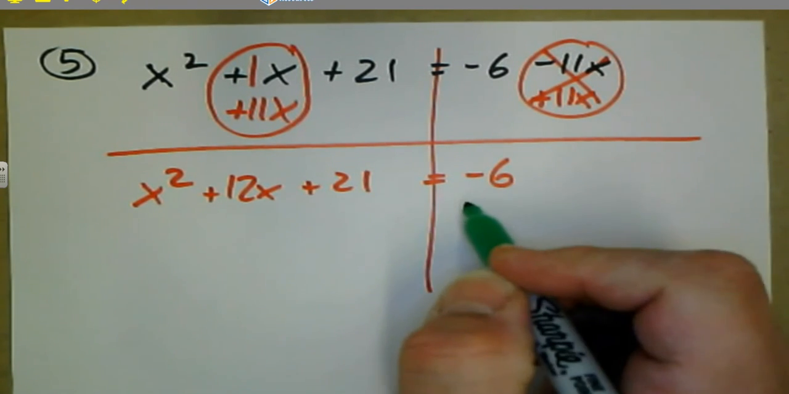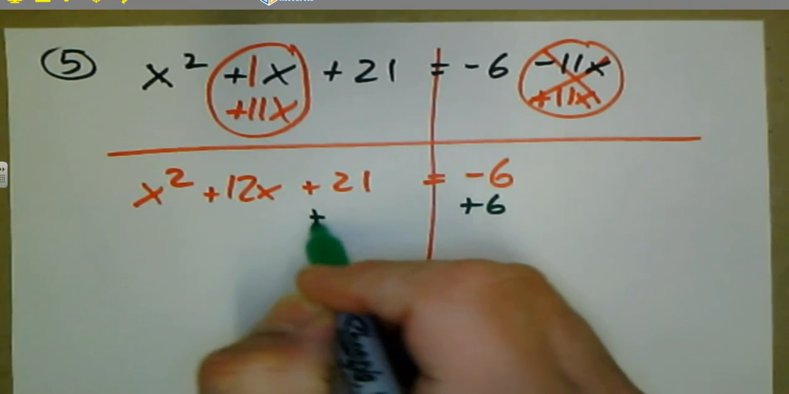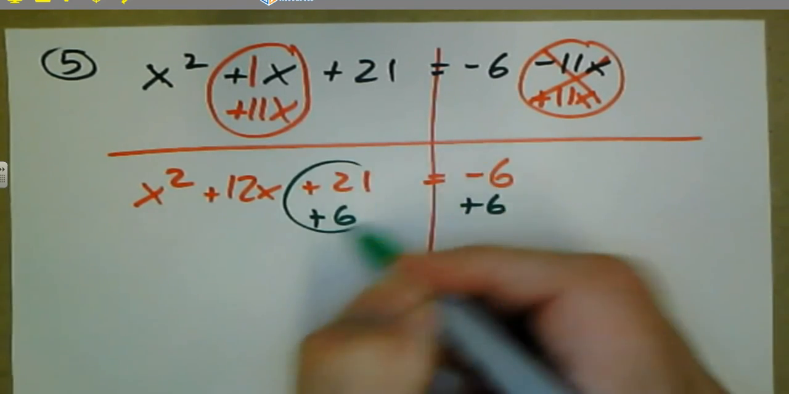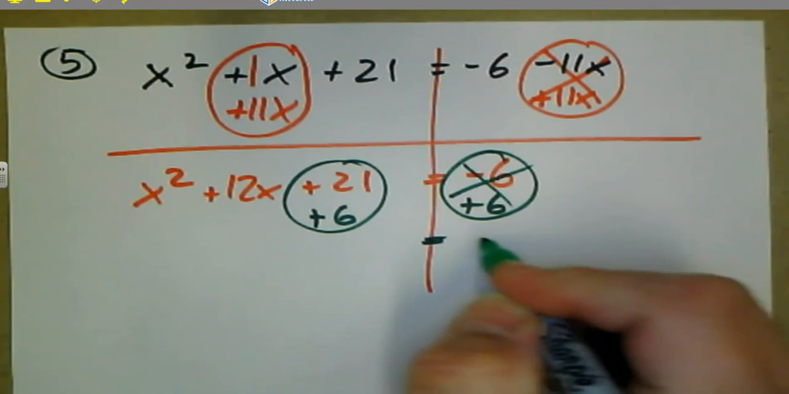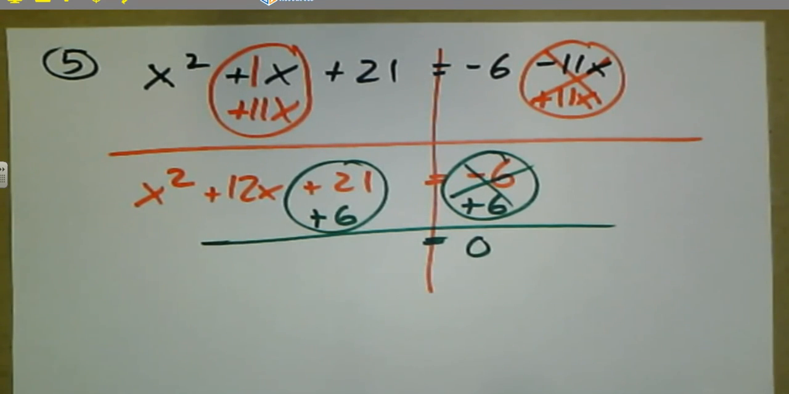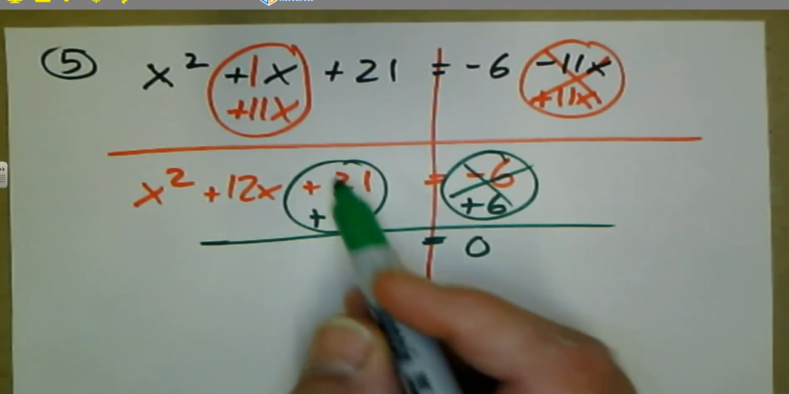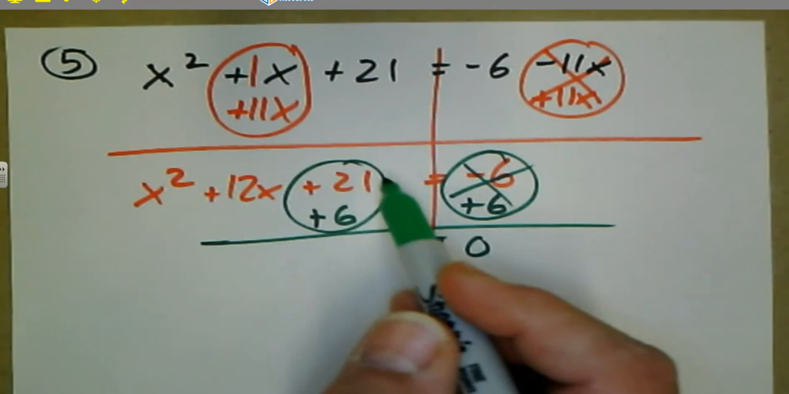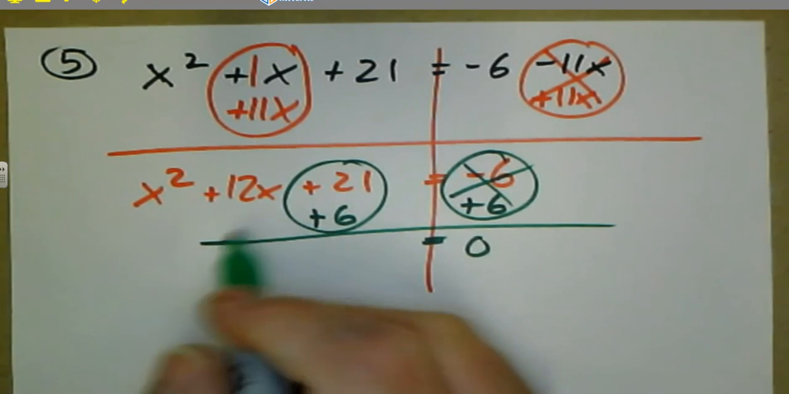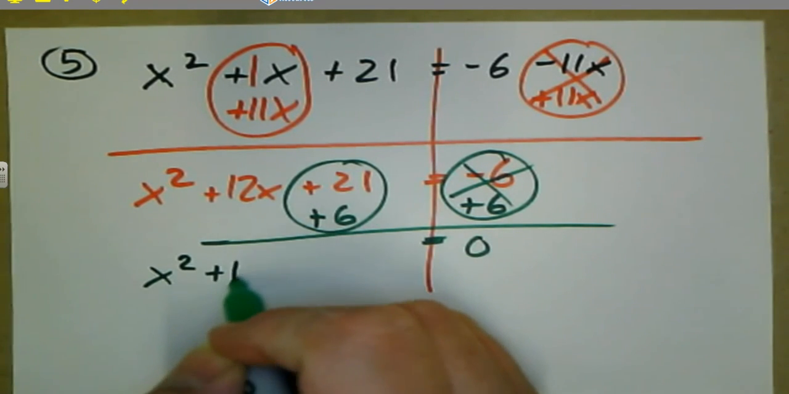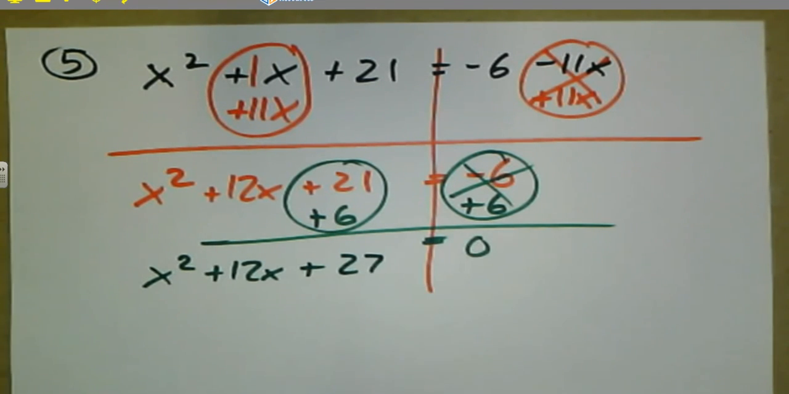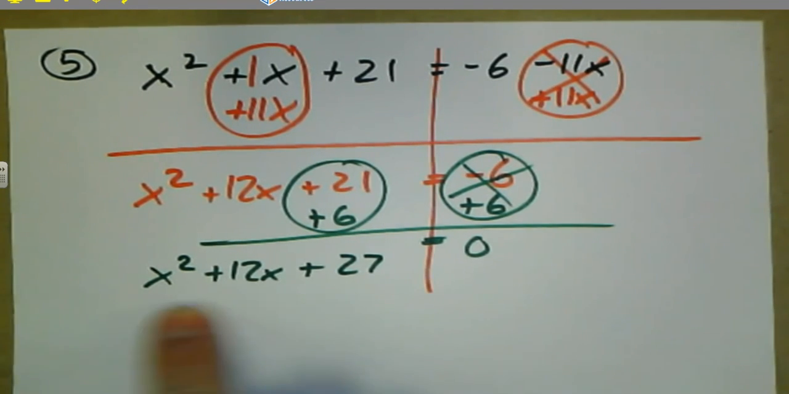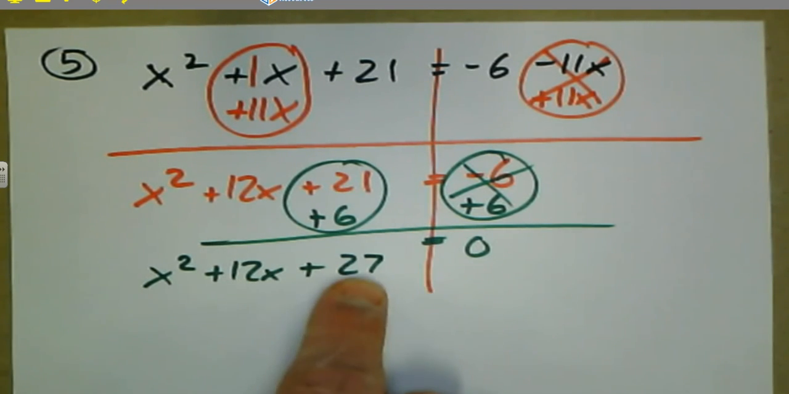Still don't have a 0 over here, so I'm going to add 6 like you said. Chris, we said add 6. So we're going to add 6. Now we have 0. 21 plus 6, because these are like terms. So we have x squared plus 12x, and 21 plus 6 is 27. Now we have it in quadratic form. We can do the A, the B, and the C.